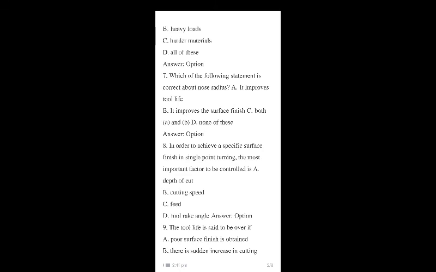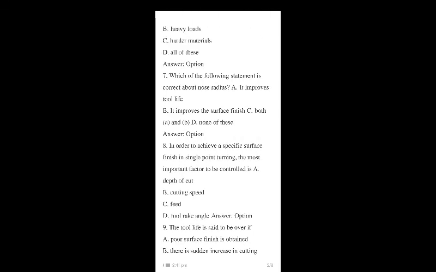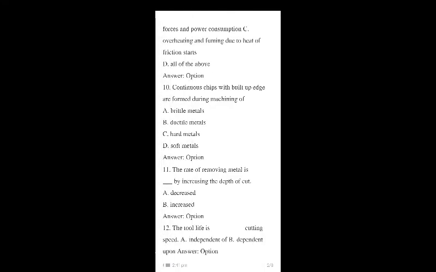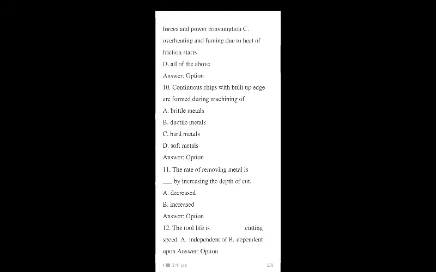Now 8th question, in order to achieve a specific surface finish in single point turning, the most important factor to be controlled is option C, feed. Now next, the tool life is said to be over if... here the option D is correct, that means all of the above. Okay, so next question, continuous chips with built-up edge are formed during machining of ductile materials. For question 10, option B is correct, ductile metals.